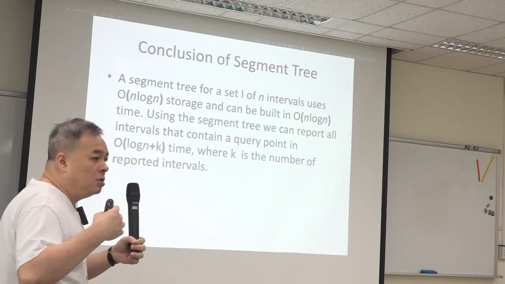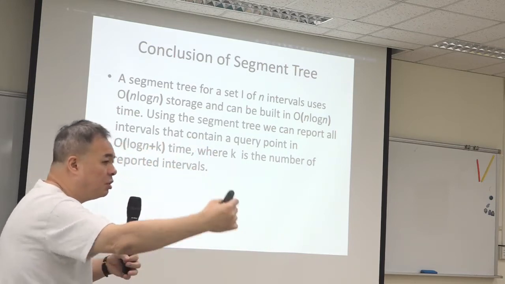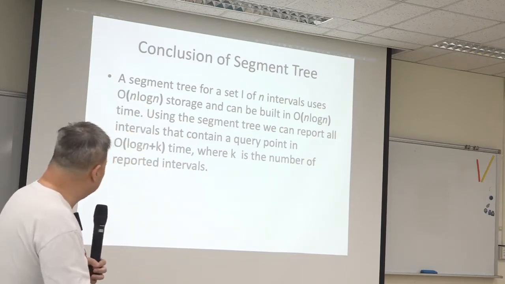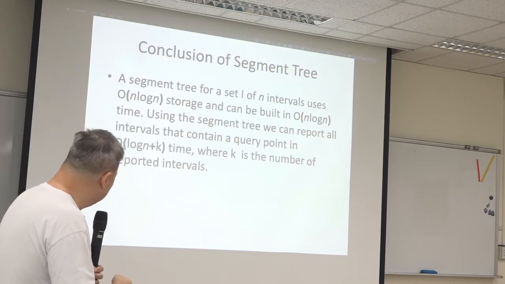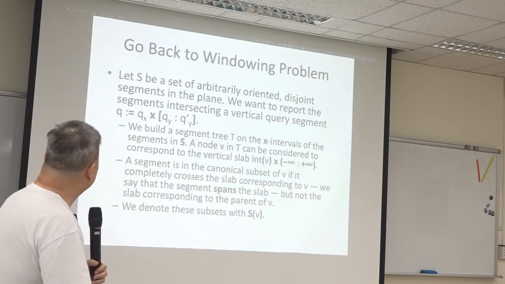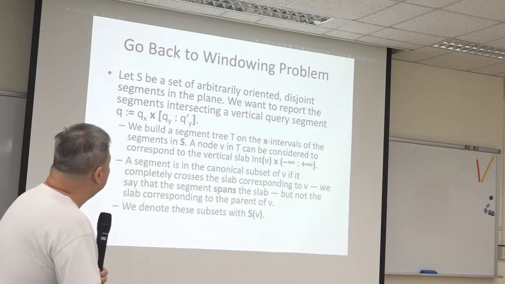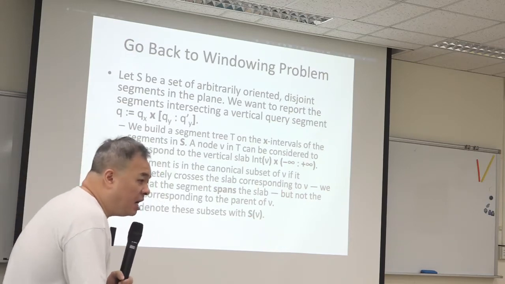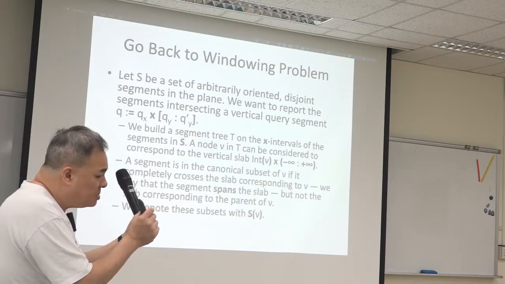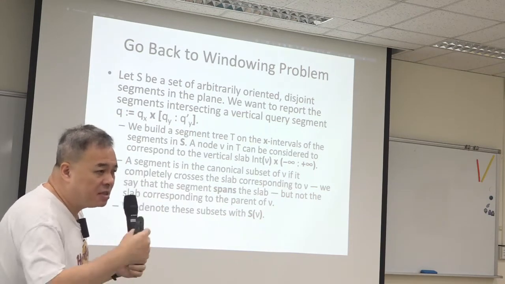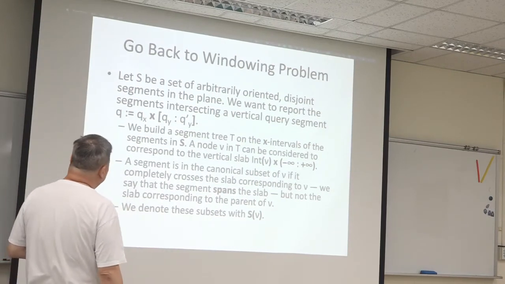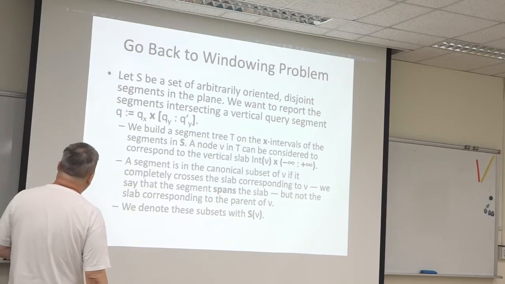In this chapter, we talk about 3 different data structures, but we haven't finished yet. We need to go back to the windowing problem, because we only talked about the segment tree for one dimension. But this is really not exactly the original windowing problem that we are talking about.